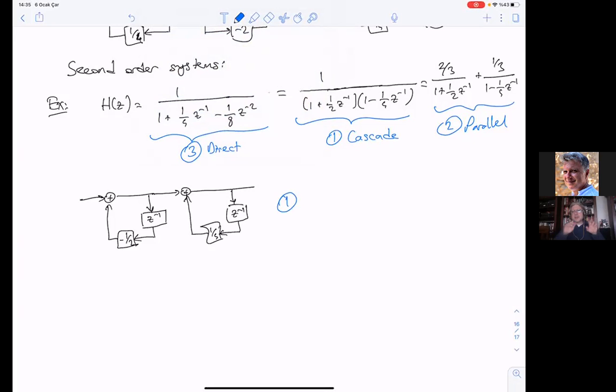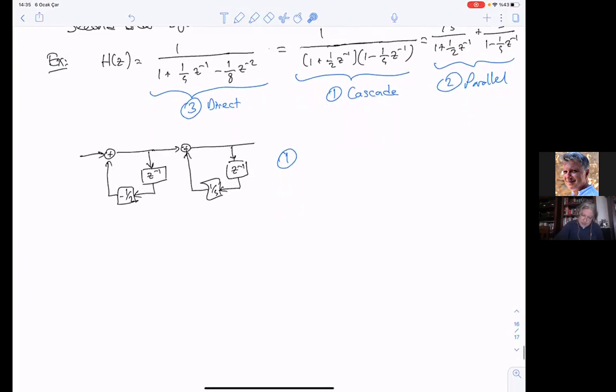Two first order systems coming one after another. Therefore, they are multiplied in Z domain or in Fourier domain. 1 over 1 plus 1 over 2 Z inverse is multiplied by 1 over 1 minus 1 over 4 Z inverse, and this is the result.